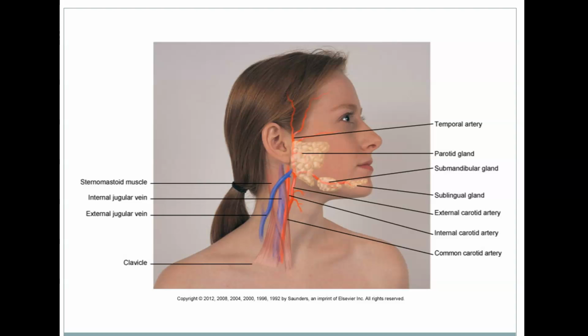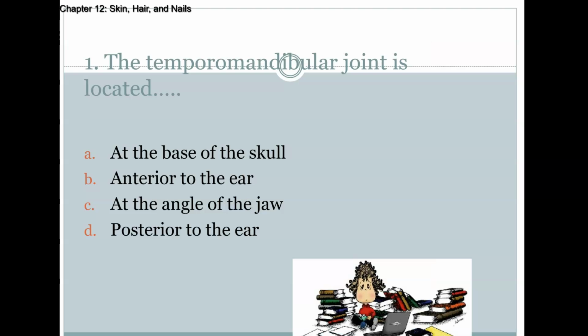Like, for instance, the carotid artery, and you know you got them on both sides, and you know that when you assess the carotid artery, you don't touch both and occlude both at the same time when you're palpating. So the temporal mandibular joint is located where? Where is the temporal mandibular joint located? We talked about this. Where is it located?